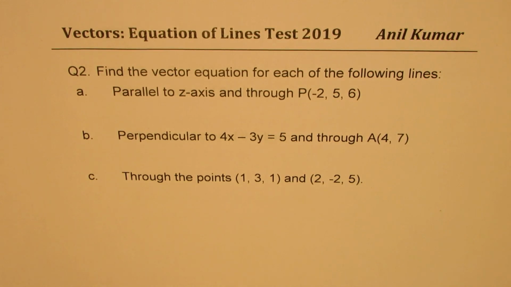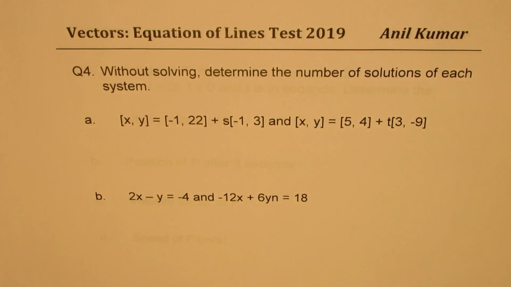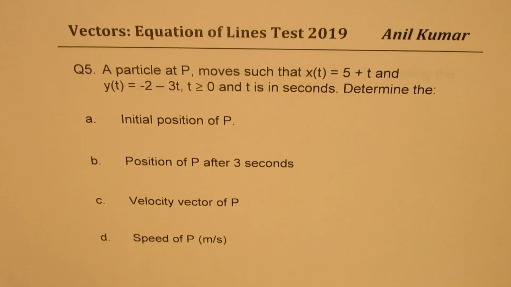So here you need to find the vector equation from different conditions. And then we are given an equation, you need to find its direction and normal vector. Question number 4, we need to figure out how many points of intersection there will be for these two lines without solving. So these are concept-based questions, right? Once you have all these concepts, then we'll get into more details. We'll now talk about velocity and speed, right?